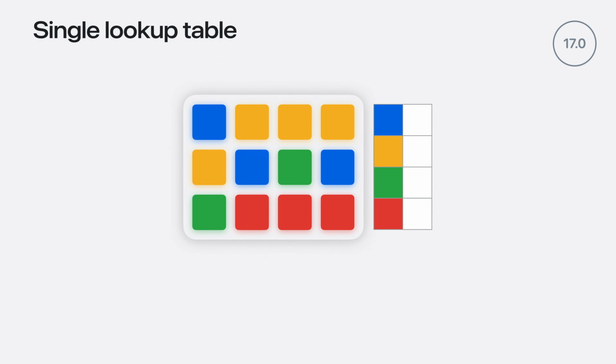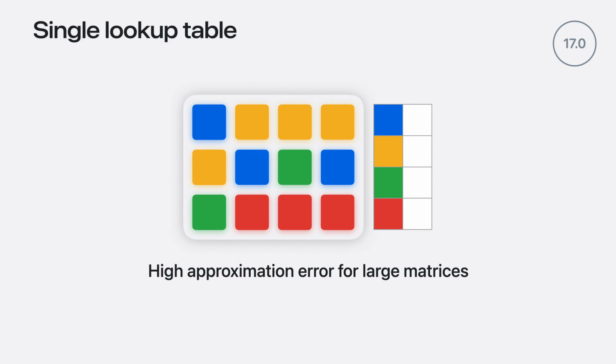iOS 17 only supported per tensor palletization, where all the values are clustered into a single lookup table. When 4-bit palletization is used, there are only 16 cluster centroids to map back to the whole tensor. It has low granularity, and thus introduces more potential errors for large matrices. Now let's think about how to increase the granularity.